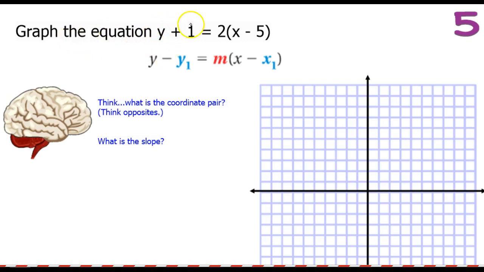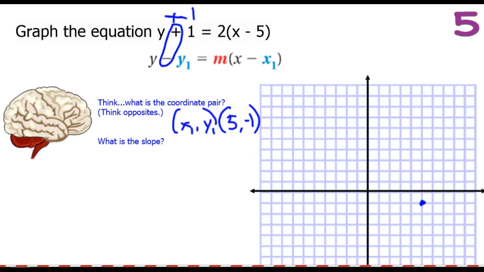Alright, so this one says graph the equation. So we have y plus 1 equals 2 times x minus 5. First thing we gotta think, what is the coordinate pair? Well, we gotta look for our x and our y. In our equation, this would be our x1 and our y1. So our coordinate pair, our x1 is going to be 5. Now our y1, it says plus 1. It's supposed to be a negative. So what we know though is when we have a negative followed by a negative, we can make that a plus. So we know that this has to be a negative 1. So our point is 5, negative 1. So we can graph that. 1, 2, 3, 4, 5, negative 1.